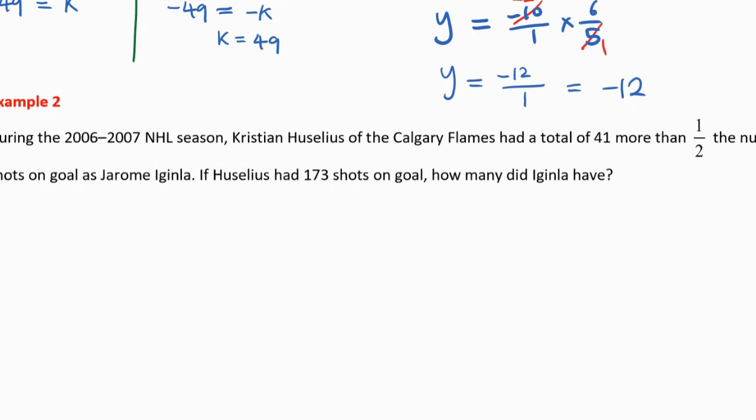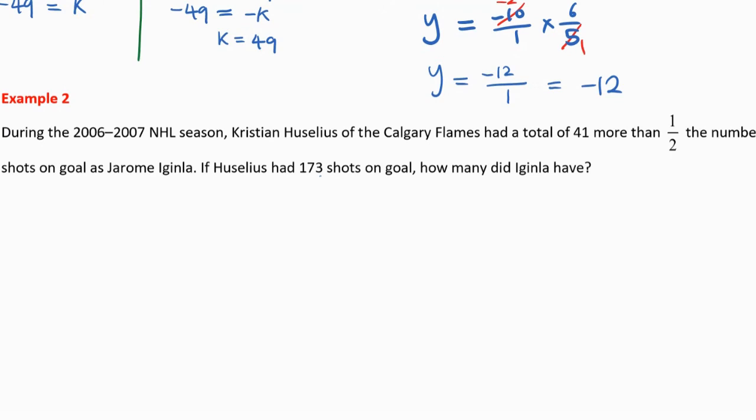Okay. Next question. Example 2. During the 2006-2007 NHL season, Christine Huselius of the Calgary Flames had a total of 41 more than half the number of shots on goals as Jerome Iginla. So I wanted to highlight this. Okay, if Huselius had 173 shots on goals, how many did Iginla have?